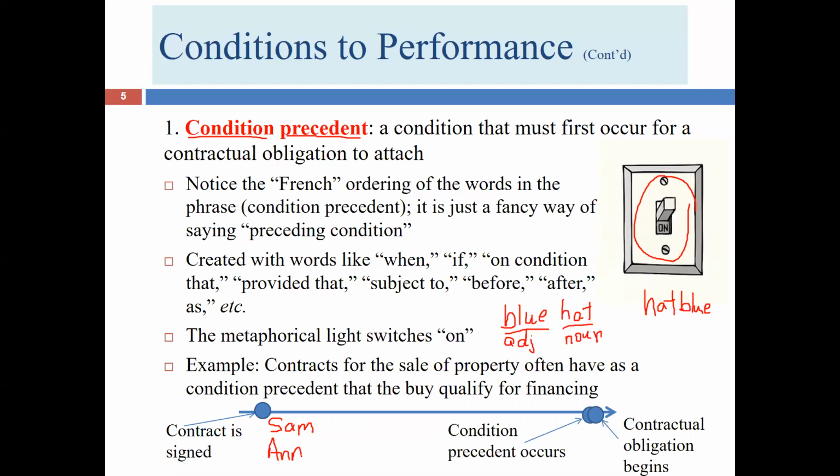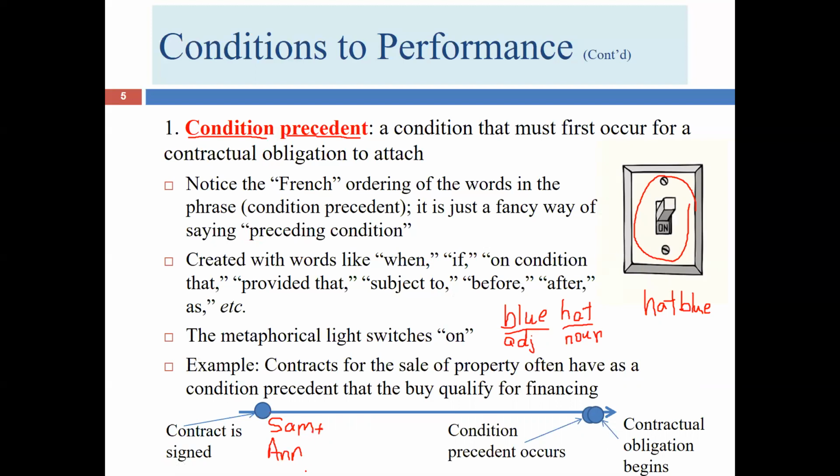But Anne says, you know what? I'm not sure I can secure financing. I don't happen to have $200,000, so I can only buy the house if I am able to secure financing. And Sam agrees to this condition. So Anne and Sam enter into this contract with this condition precedent.